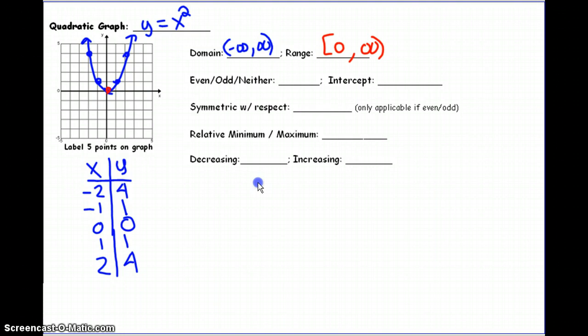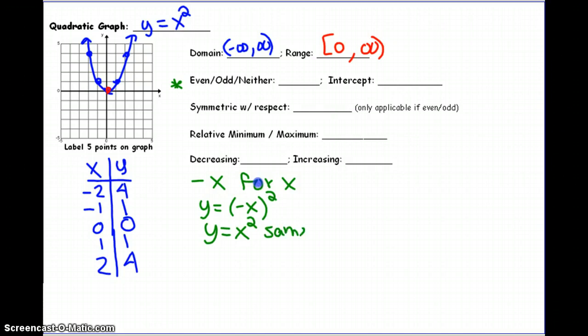In class today, we talked about how to test for even and odd or neither functions. And we always plugged in -x for x. So I'm going to test the same way we did in class. I'm going to plug in -x for all the x's and simplify. And when we square a negative, it goes positive. Because we ended up with the same equation we originally started with, this is going to be an even function. And even functions are symmetric with respect to the y-axis.